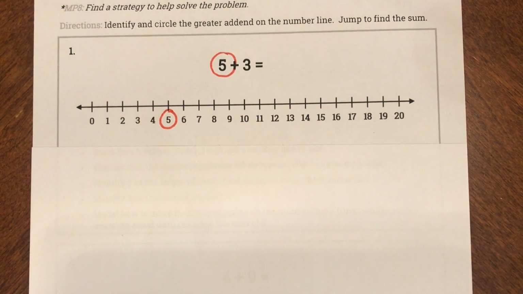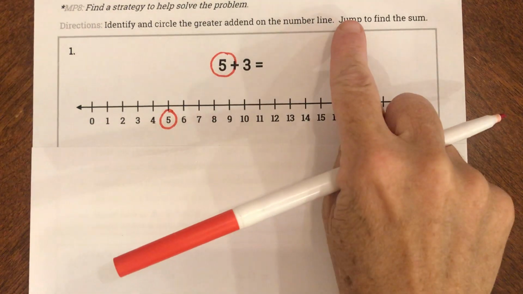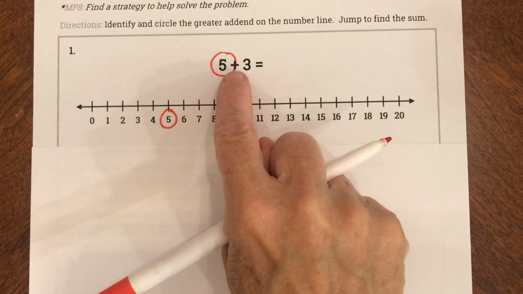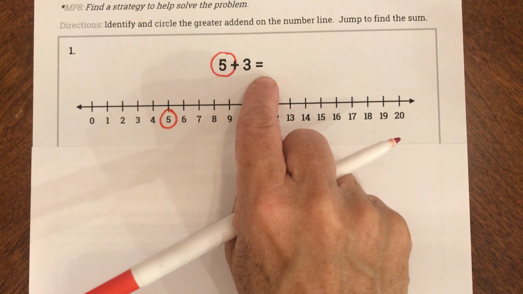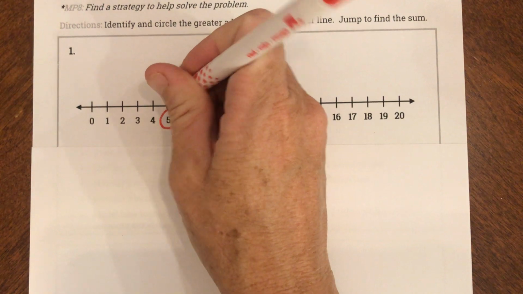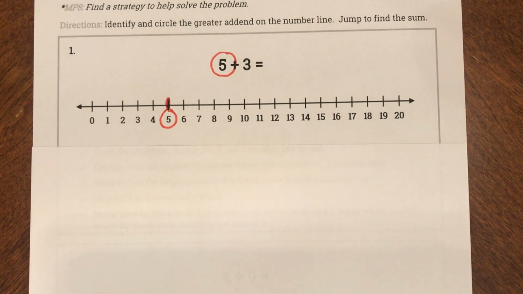Okay? So I have 5. Then it says jump to find the sum. How many am I going to add to my 5? It says 5 plus 3. So I'm going to add 3. So this is where my 5 is. I start right there. I'm going to jump 3.